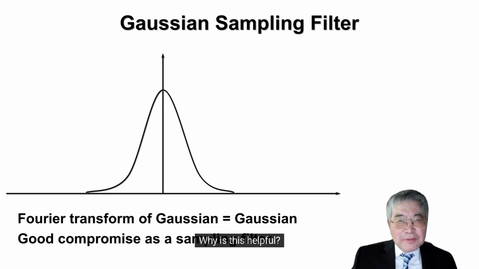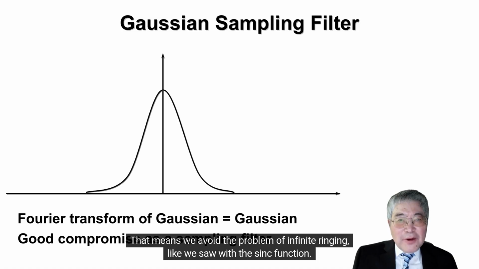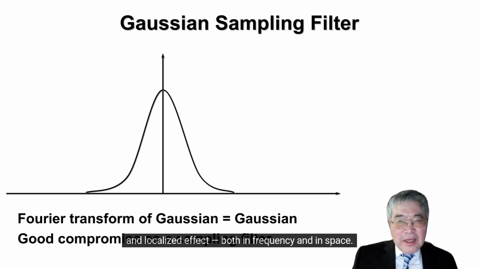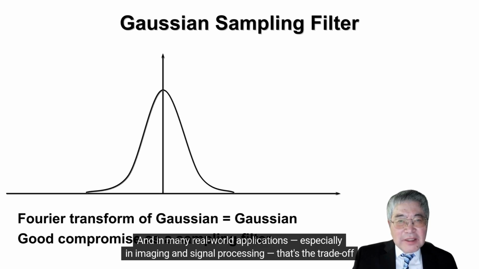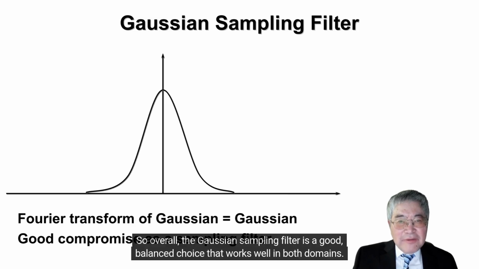Why is this helpful? Because the Gaussian function decays very quickly. That means we avoid the problem of infinite ringing like we saw with the sinc function. Instead of having a sharp cutoff, which can cause artifacts, the Gaussian gives a smooth transition and localized effect, both in frequency and in space. It's not mathematically perfect, but it's practical. And in many real-world applications, especially in imaging and signal processing, that's the trade-off we need. So overall, the Gaussian sampling filter is a good balanced choice that works well in both domains.